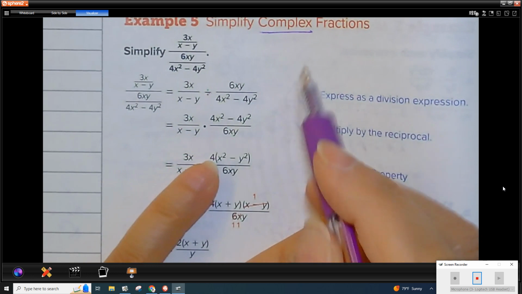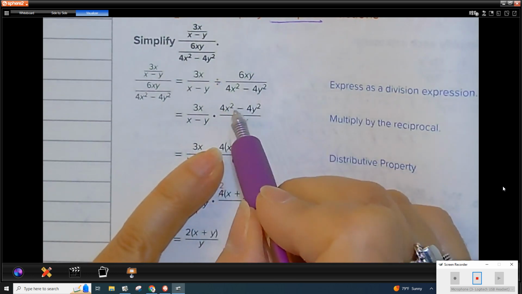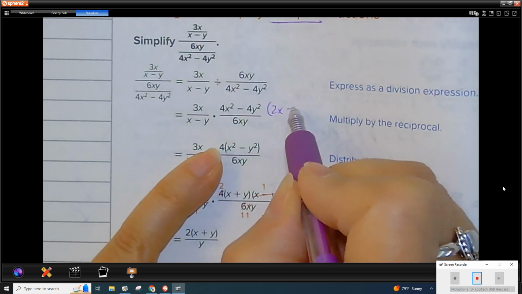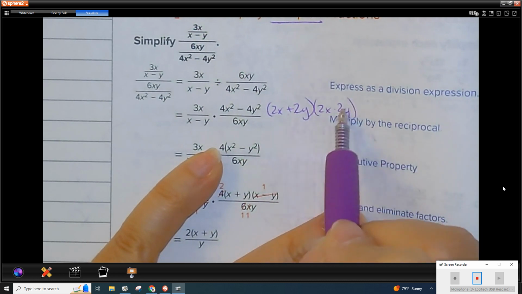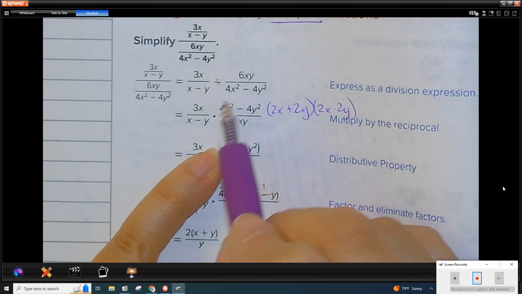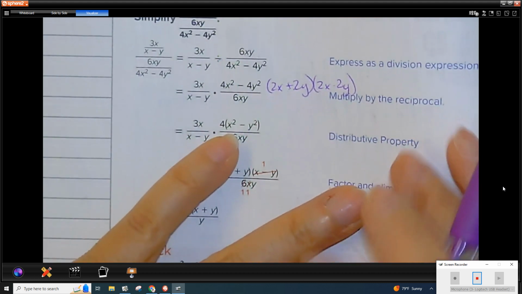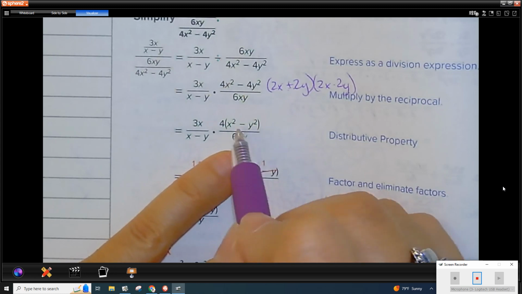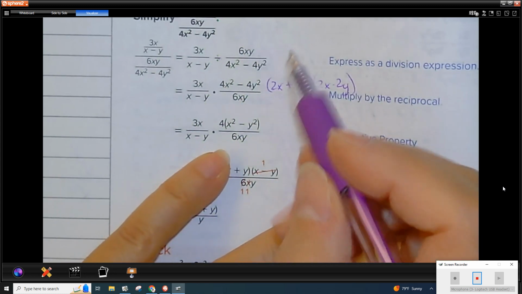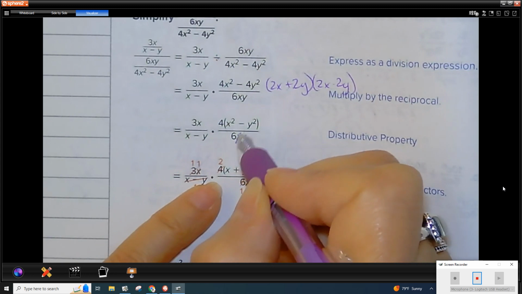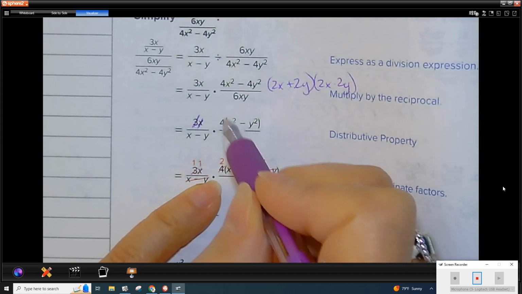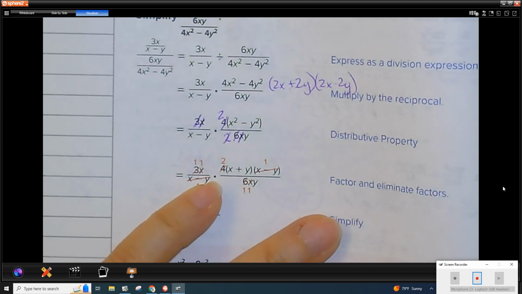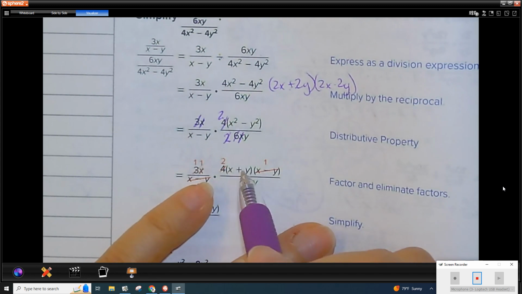Flip it. Looking at this, this could be thought of as a difference of squares right here, which is 2x plus 2y, 2x minus 2y. But then there's a 2 common in this, and there's a 2 common in this, which means you're going to take out a 4. Or you could just take out the 4, get the difference of squares. Right here we could start canceling the x, and then 3 goes into 6 2 times. 2 goes into 4 2 times, so we're left with that. Difference of squares is x plus y, x minus y.